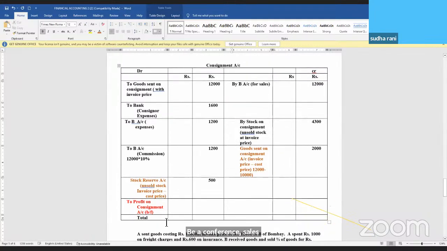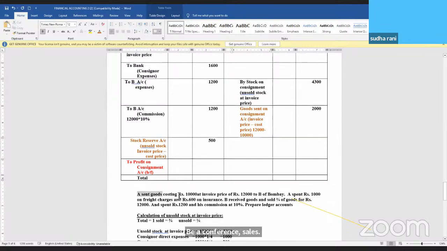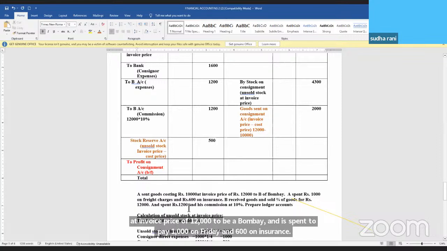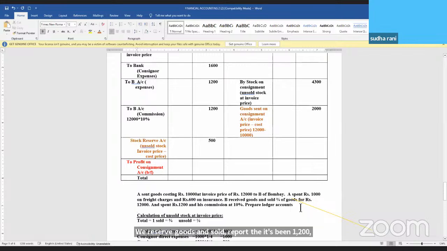So this is the question. A sent goods costing 10,000 at invoice price of 12,000 to B of Bombay, and A spent rupees 1,000 on freight and 600 on insurance. B received goods and sold 3/4 of goods worth 12,000, spent 1,200 on his commission at 10%, prepare ledger accounts. So ఇక్కడ ఏ ఎంతకు పంపించాడు?